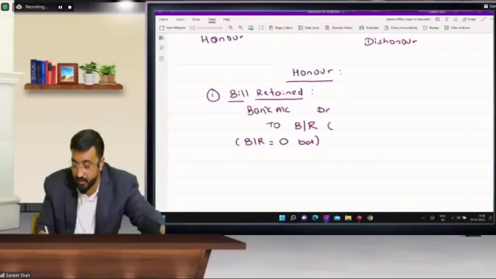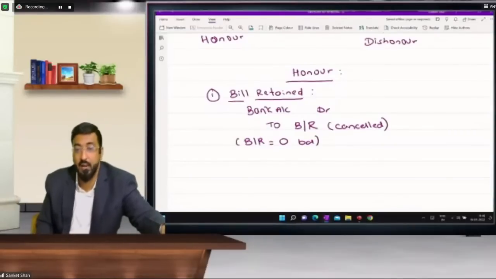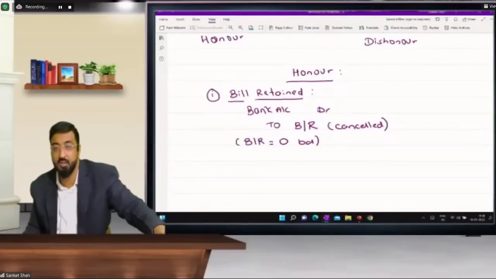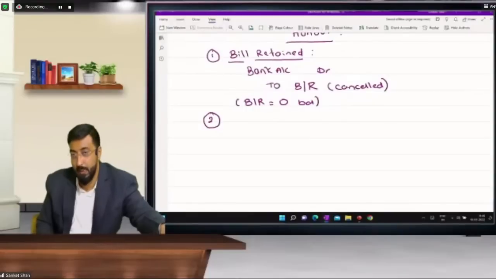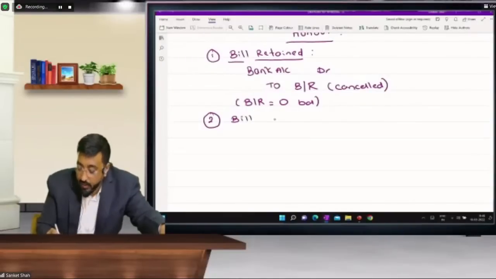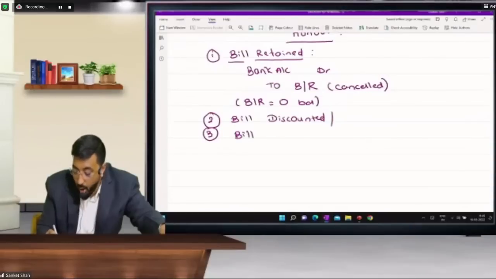Bill cancelled. On due date, I cancelled that bill and I have taken money. I am Y. I have taken money from X, so my bank balance is getting increased. So in the first situation, bank account debit to bills receivable. Second situation, think logically: bill discounted. And third situation: bill endorsed.